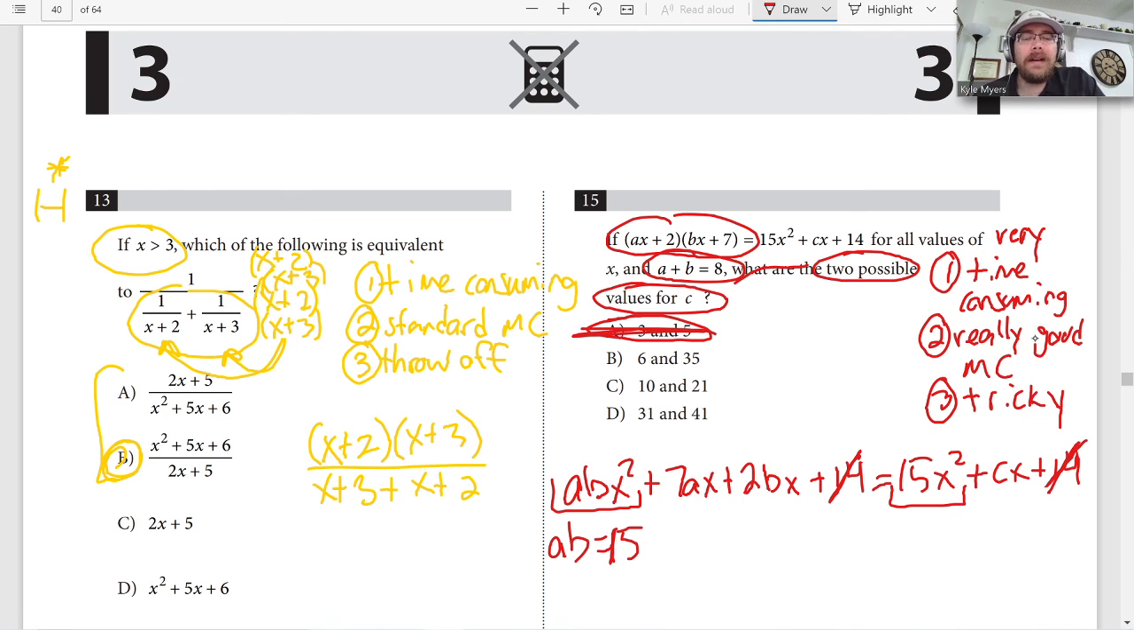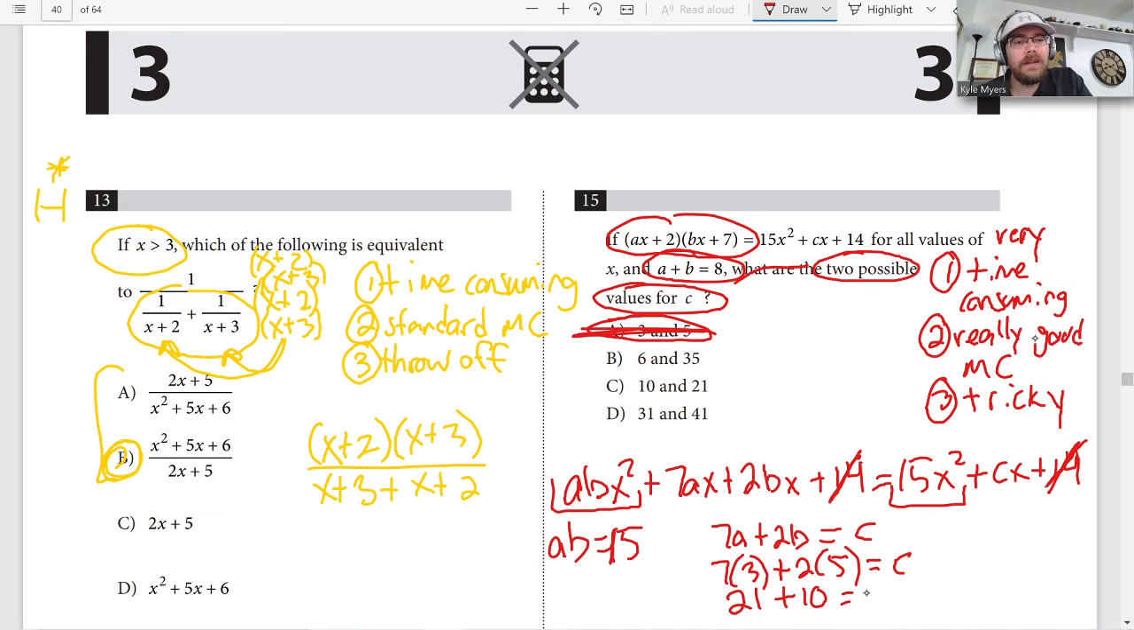We want 2 possible values for C. Well, 7a and 2b make up all of my x stuff, and that's equal to C. And then I'd have to plug in either 3 and 5 or 5 and 3. 7 times 3 is 21 plus 10 equals C, which is 31, which is this answer, so it's D. Right? And then, of course, if you have time, you definitely want to plug in the 5 and the 3 just to make sure you get the 41 option to check your work on that. But that was a hard problem.